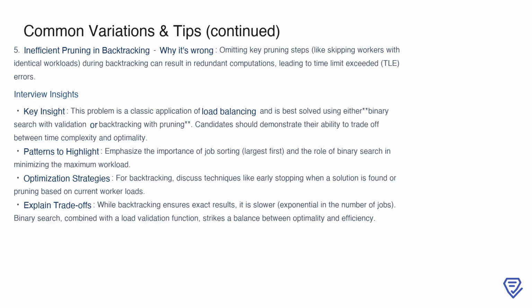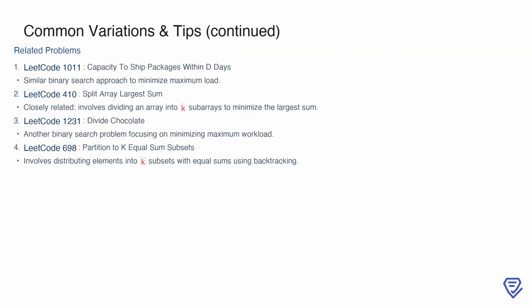Lastly, it's worth discussing the trade-offs. Backtracking guarantees exact results but is slower and computationally expensive. On the other hand, binary search with a load validation function strikes a balance by being more efficient while still providing near-optimal solutions. To deepen your understanding, let's take a look at some related problems.